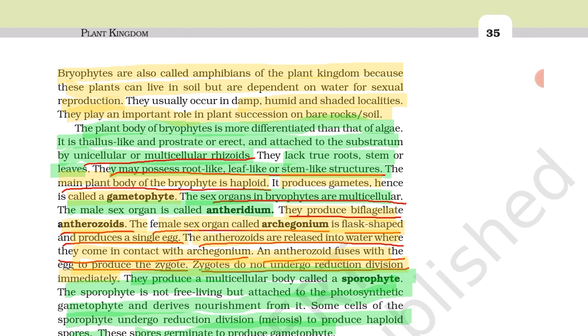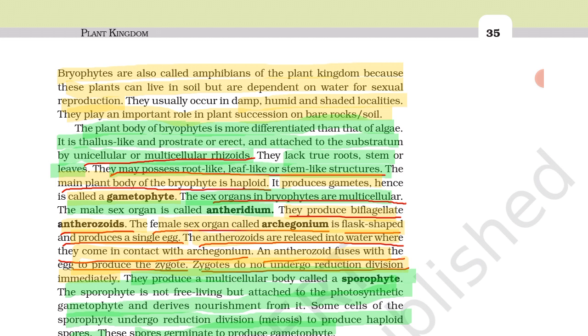This is the most important point here: the plant body of a bryophyte is haploid. Keep in mind, the plant body of a bryophyte is haploid, it produces gametes, hence it is called gametophyte. The sex organs in bryophytes are multicellular. You must know that. The bryophyte produces gametes, so it is called the gametophyte.